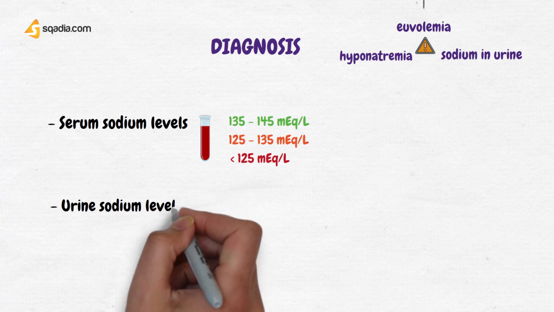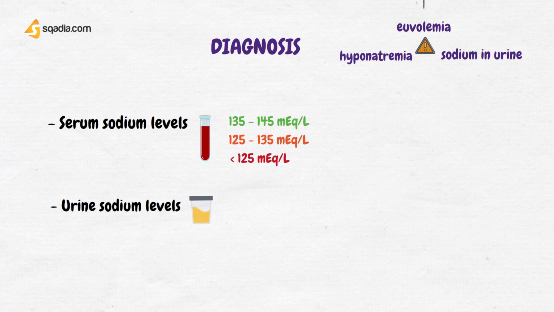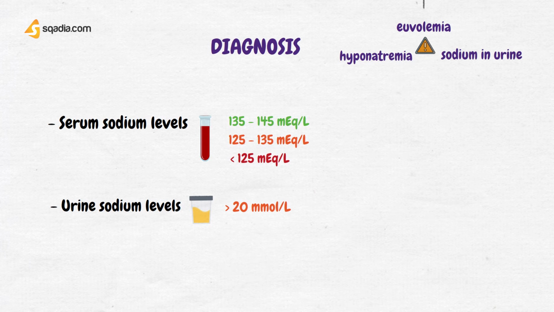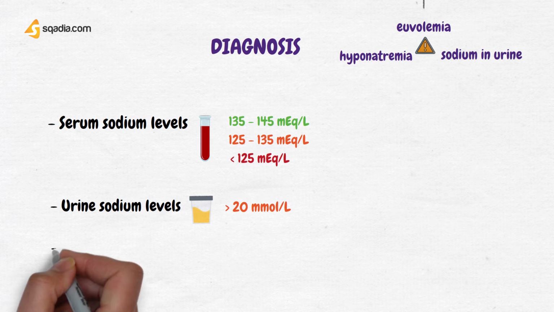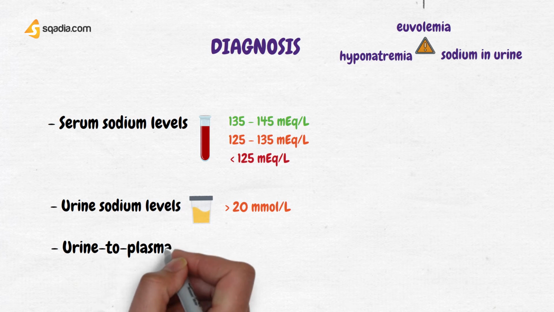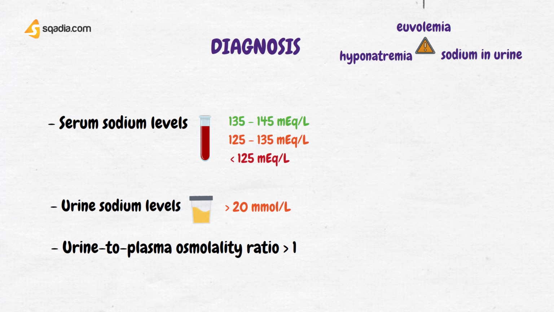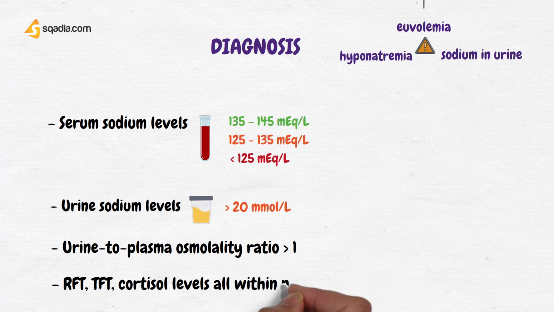Sodium levels in the urine can also be measured, and in case of SIADH, they will be more than 20 millimoles per liter. The urine and plasma osmolality is also measured, and the ratio of urine to plasma osmolality should be greater than 1 to rule out renal dysfunction. Renal function tests, thyroid function tests, and cortisol levels are also done to rule out other causes of hyponatremia relating to kidney, thyroid, and adrenal glands.